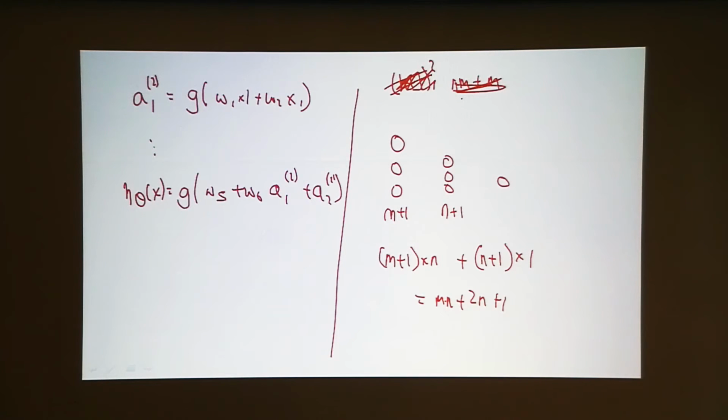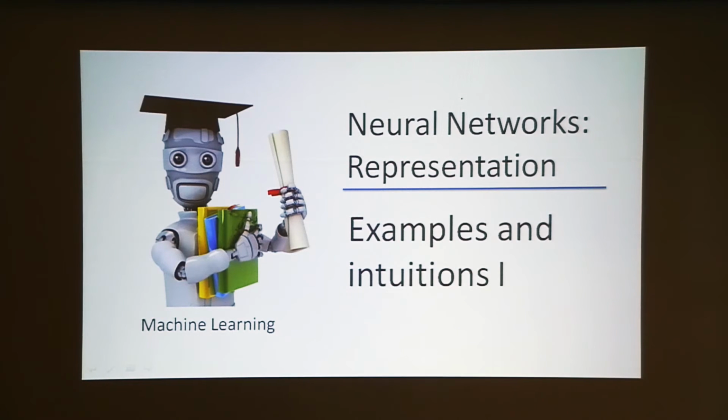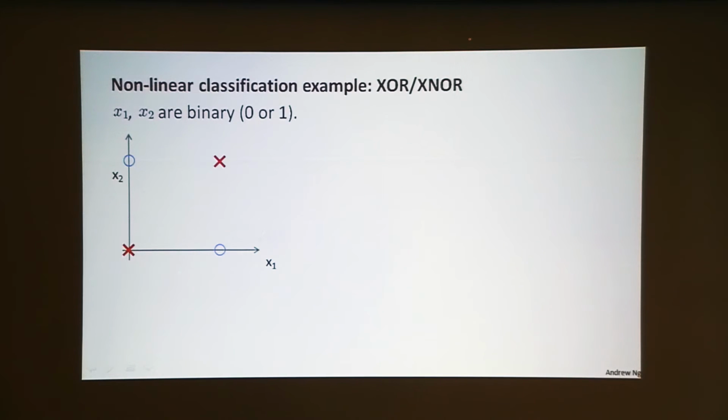Okay, cool. So let me quickly step through an example of why neural networks can represent highly nonlinear functions. Here's an example of a nonlinear classification problem, which is you want to learn the XOR or the XNOR function.